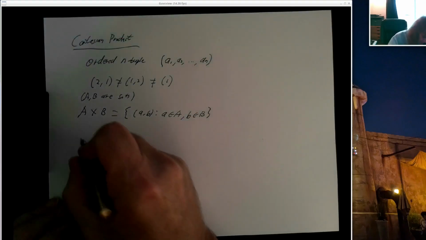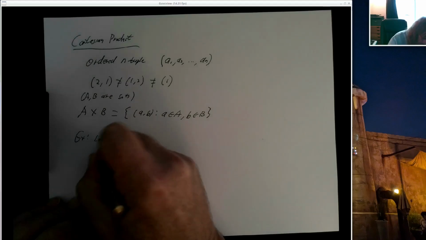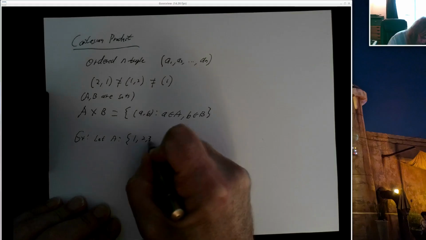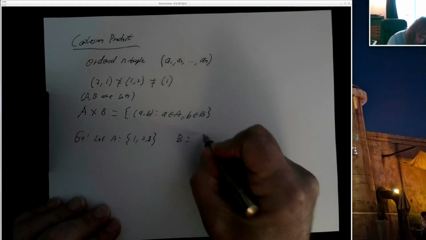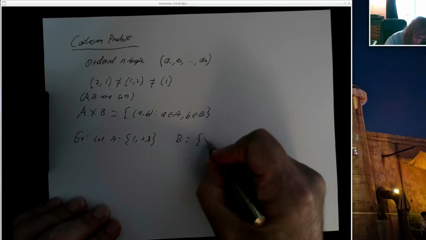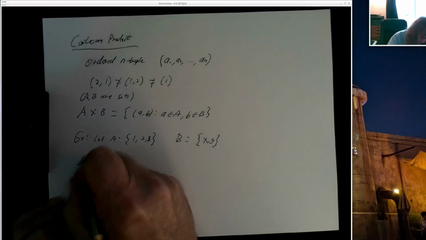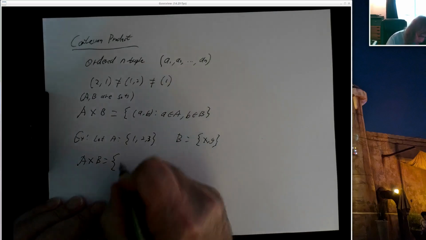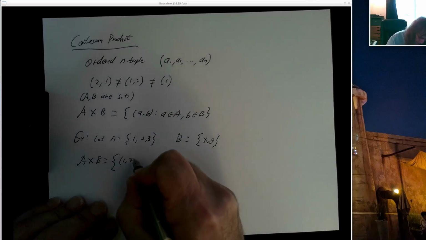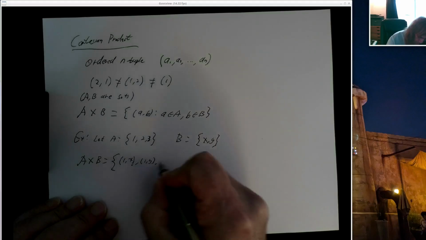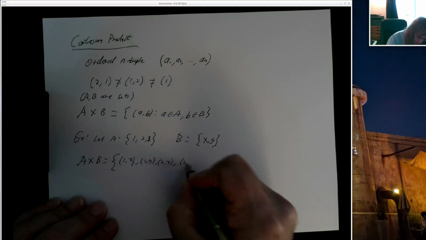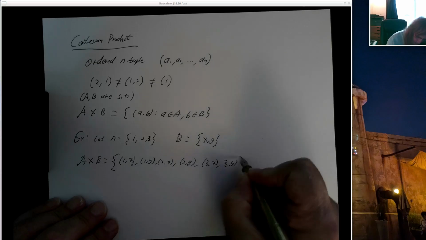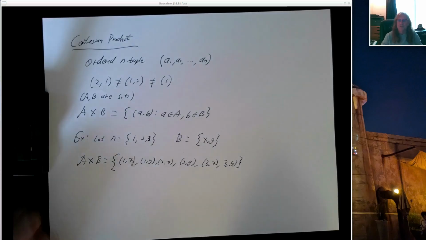So for example, suppose A is equal to the set {1, 2, 3}, and B is equal to the set {X, Y}. So the Cartesian product of A with B would be the following tuples: (1, X), (1, Y), (2, X), (2, Y), (3, X), and (3, Y). So 6 tuples total.